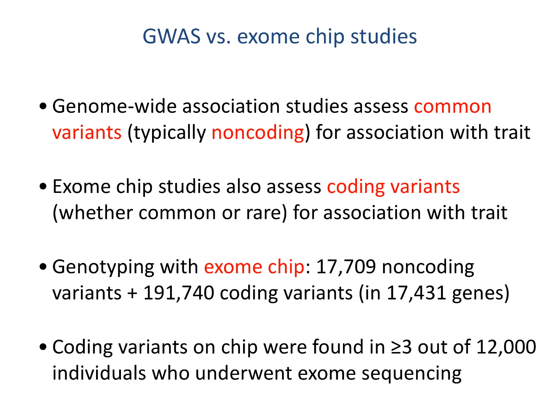More recently, exome chips that can directly interrogate coding variants in genes have become available. While the exome chips do cover some non-coding variants, they are very comprehensive with respect to coding variants, covering all coding variants that were found in at least 3 individuals out of 12,000 individuals who had undergone exome sequencing. This comprises almost 200,000 coding variants in more than 17,000 genes.